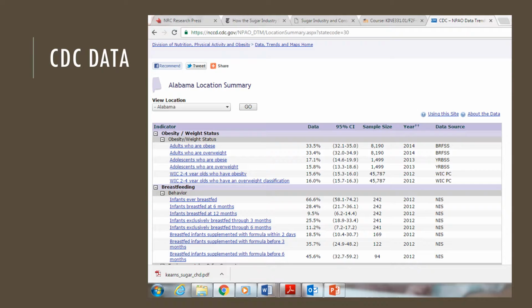Adolescents who are obese, adolescents who are overweight, 2 to 4 year olds on WIC, which is an assistance program for low-income mothers and children. So they're federally tracked. That data is available. And so around 15% of 2 to 4 year olds are obese, and another 16% are overweight. And again, you can get this information for any state and the nation as a whole.